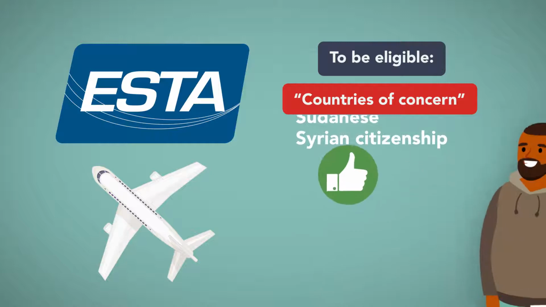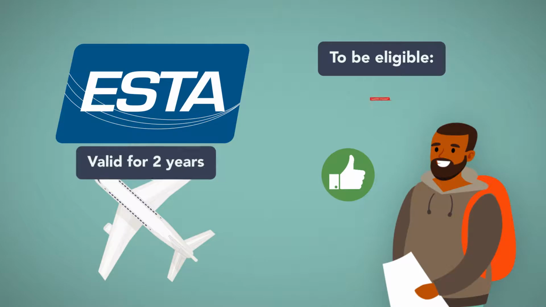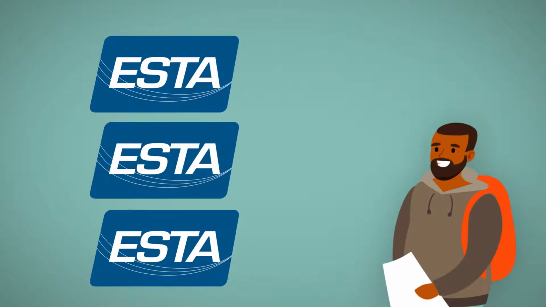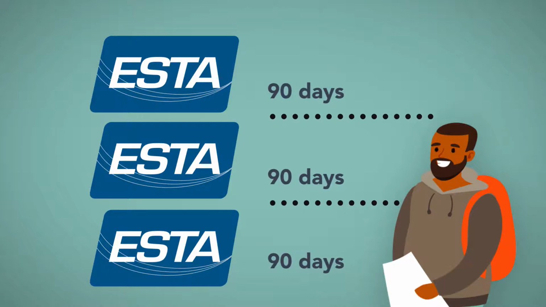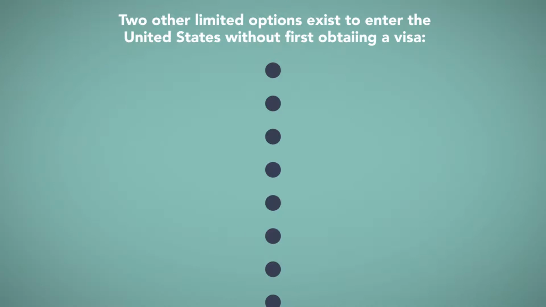or Syrian citizenship. Once approved, Electronic System for Travel Authorization status is valid for 2 years unless something changes, such as the applicant receiving a new passport, changing personal information, changing citizenship, or having to change any of the responses given in the original application. The foreign person can reuse the system multiple times during its 2-year validity, but only for 90 days at a time. These 90-day periods cannot run back to back, as there must be some interval in between them to avoid the appearance that the applicant is living in the United States. Aside from the Visa Waiver Program, 2 other limited options exist to enter the United States without first obtaining a visa.